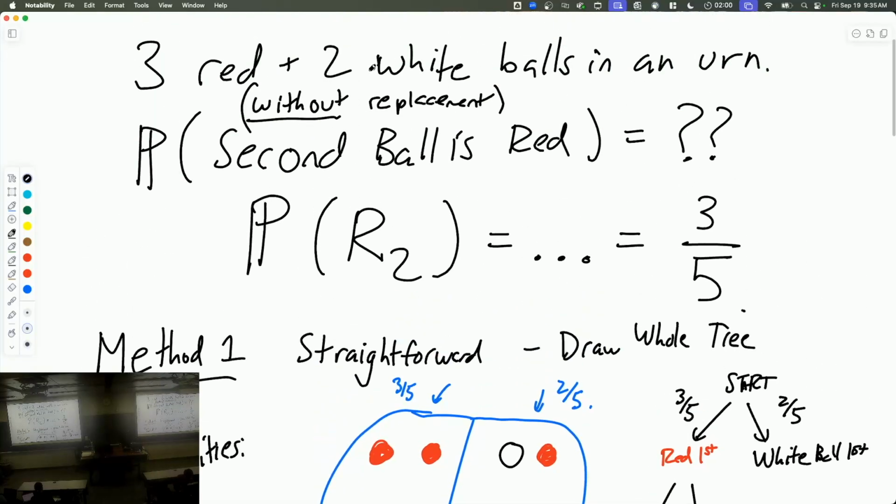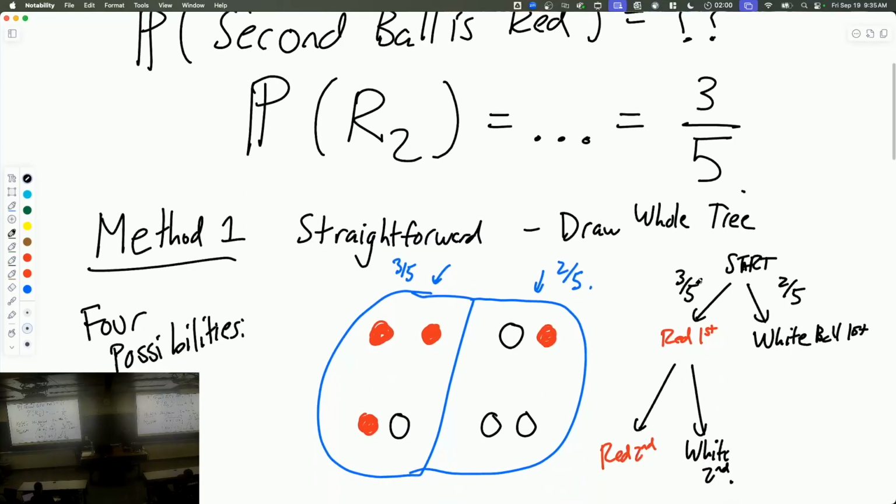So how many balls are there? Well, there were 3 red and 2 white, and we took out 1 red one here, and we didn't put it back. So by my math, there's 2 of each. So I think this one is 2 quarters and 2 quarters. Someone correct me if I'm wrong. Is that right? Okay, some people are nodding.